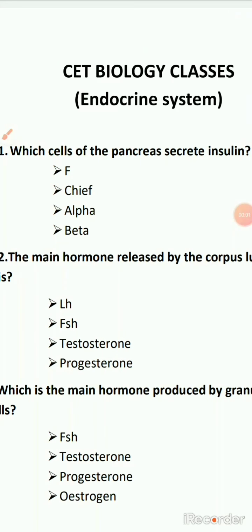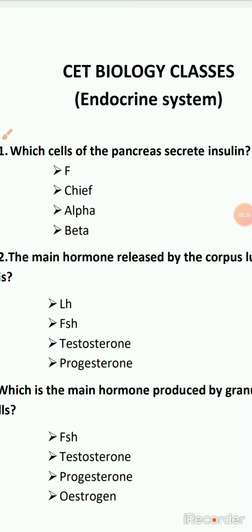Namaste everyone. Today we are going to start with the endocrine system. The endocrine system is a system that controls the whole set of ductless glands that secrete chemical messengers called hormones, which circulate within the body via the bloodstream.